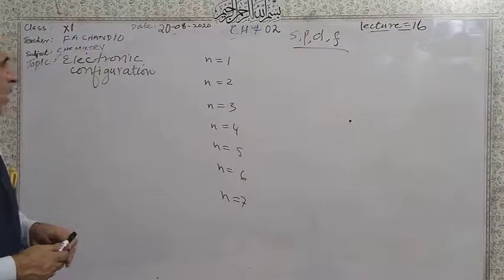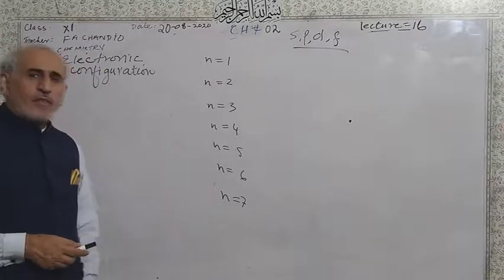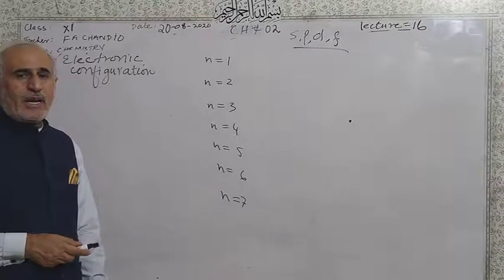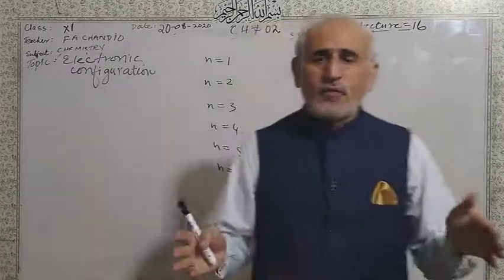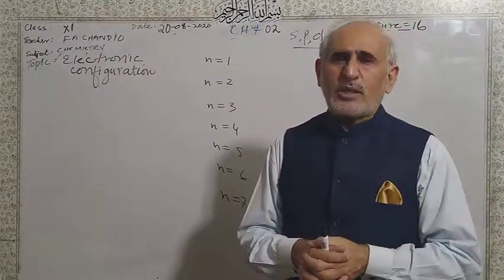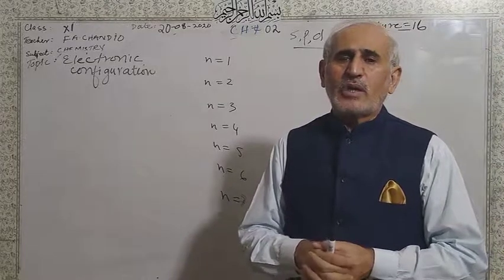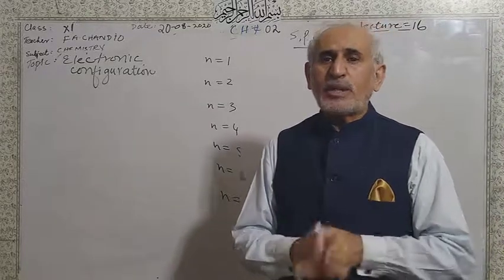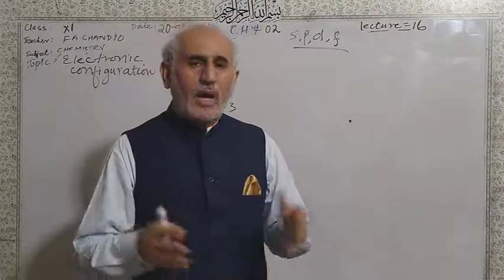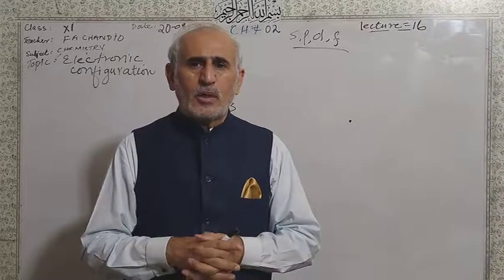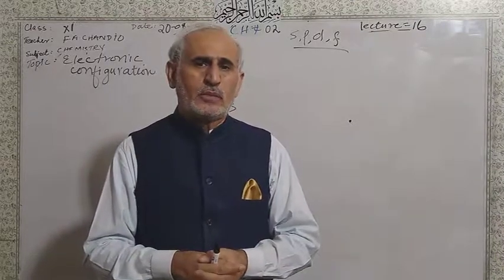So we use these S, P, D, F according to the number of shells. There are 3 principles to explain the modern electronic configuration: number 1, Aufbau principle; number 2, Pauli's exclusion principle; and number 3, Hund's rule.